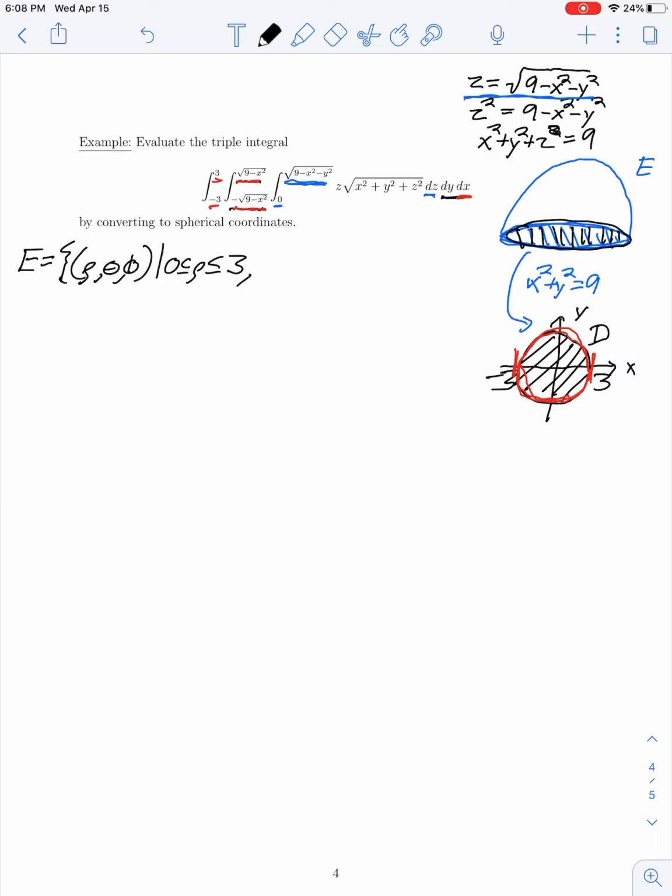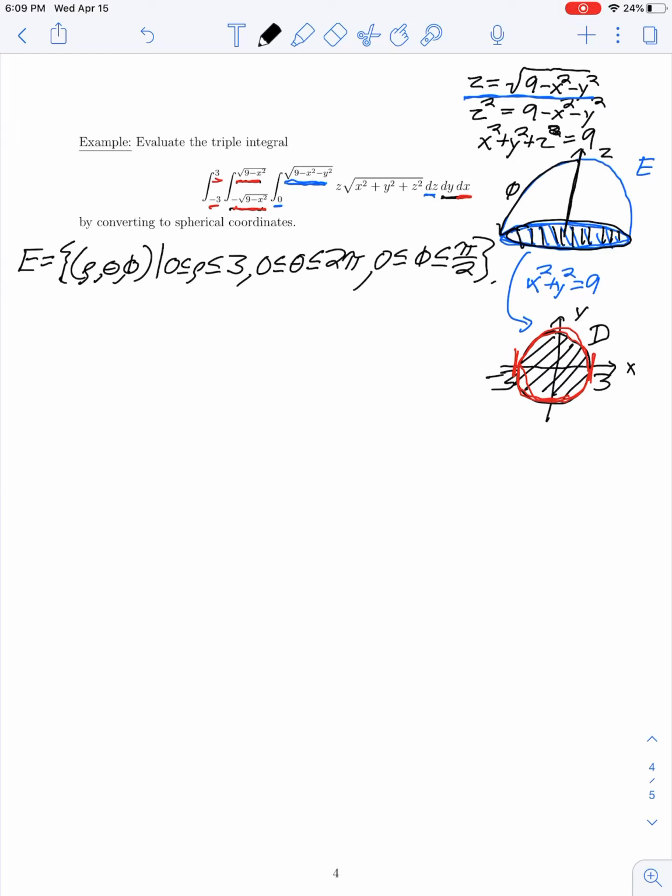Theta, which would be the angle revolved from the positive x-axis when we look at our projection onto the xy plane, would go from 0 to 2 pi, since we're talking about the entire disk. And phi would be the angle measure from the positive z-axis. So from our positive z-axis, for the upper half of a sphere, we could rotate down to the xy plane. So here phi could range from 0 to pi over 2.